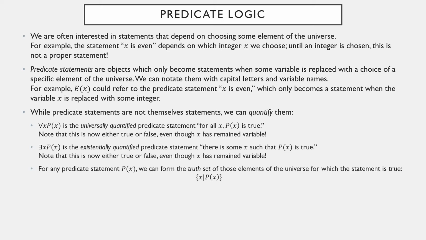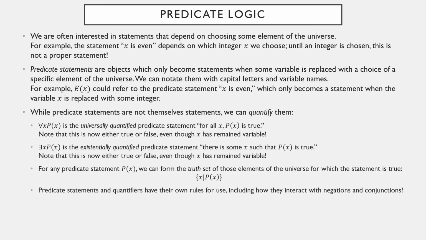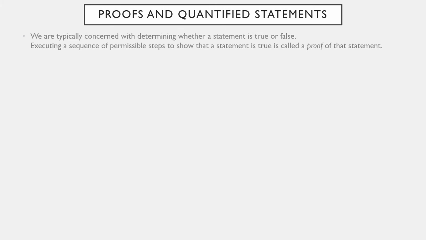So we can also make truth sets. So if I have a predicate statement p of x, the truth set is all the elements of the universe for which that statement is true, and we denote it as follows. Predicate statements and quantifiers have their own fairly intricate rules for use, including how they interact with negations, conjunctions, disjunctions, etc. Okay, so how do we deal with predicate statements, quantified statements, when we want to construct proofs?